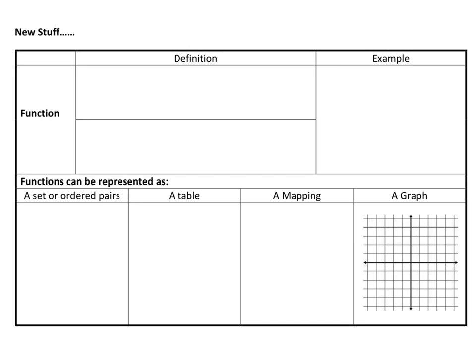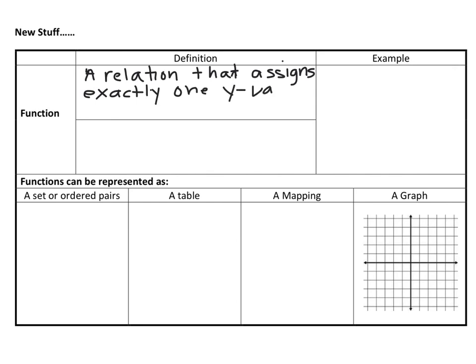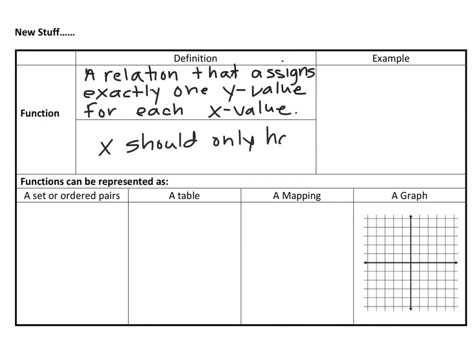So a function is a word that you're going to have to know and use. So a function is a relation, so it's a set of ordered pairs that assigns exactly one y value, or range value, for each x value. So basically what that means is that x should only have one y value.